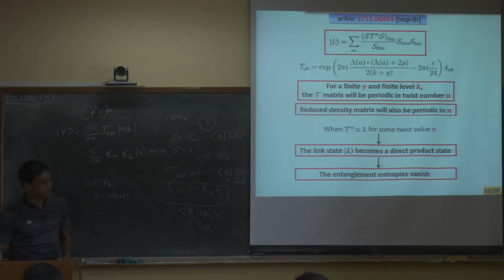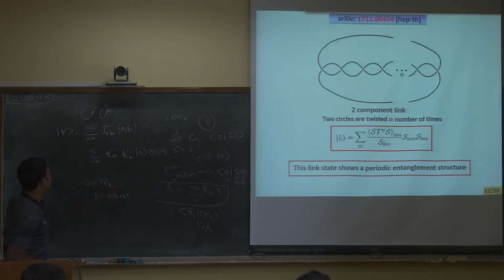No, this is not framing. Framing would be if you take a twist in one of the circles, and these entropies do not depend on framing. What about the large k limit? I guess there will be no periodicity if you take k goes to infinity. As a function of n, and then take the level to infinity.